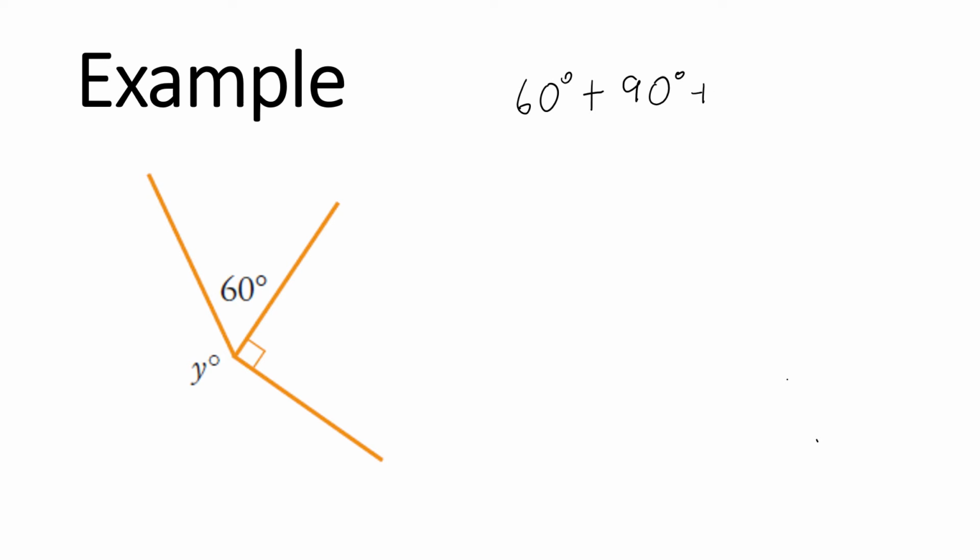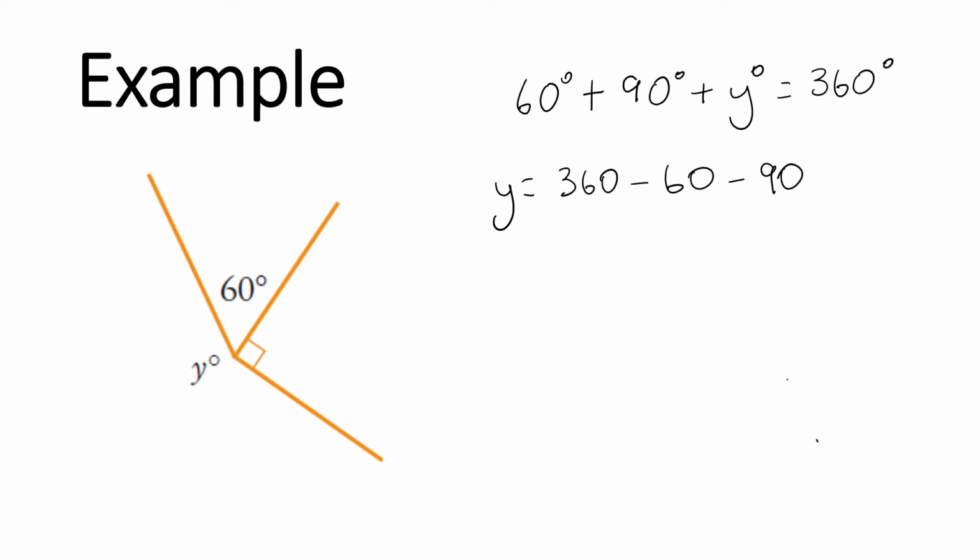And then we will have plus y degrees equals 360 degrees. So all three angles here will add up to 360 degrees. So to work out what y equals, we will do 360 minus 60 minus 90, which will equal 210 degrees. So y equals 210 degrees. Remember, you can use your calculator to help you calculate these.